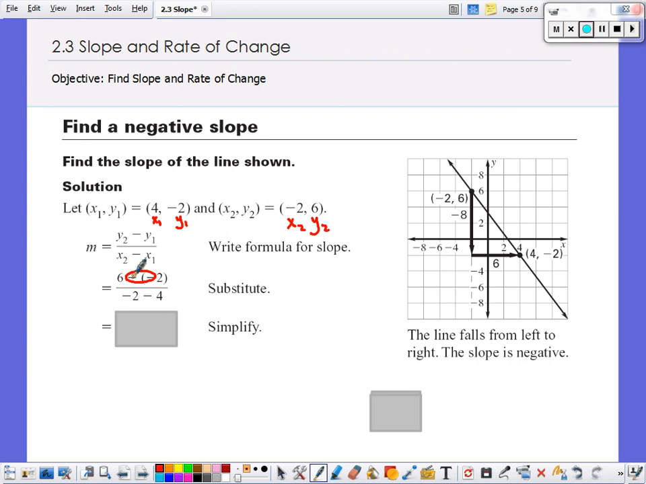2 negatives make a positive, so we actually have 6 plus 2, which is going to be 8. And negative 2 minus 4 ends up being negative 6. So we end up getting 8 over negative 6. Now, we'll want to reduce that, and that's what the answer is going to be here.